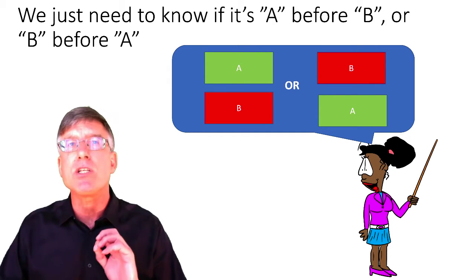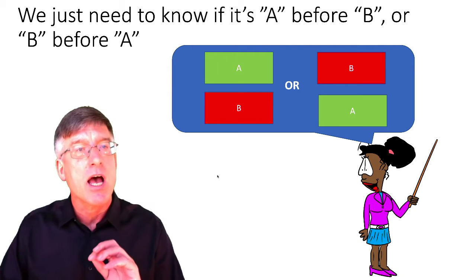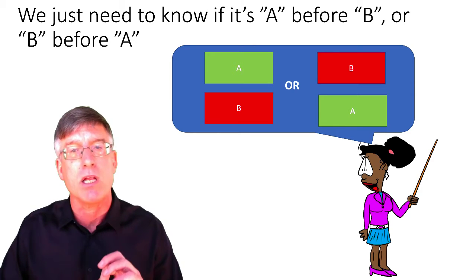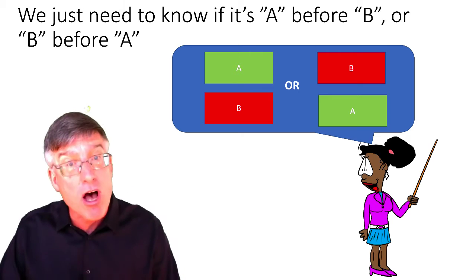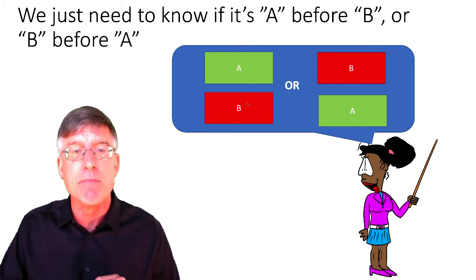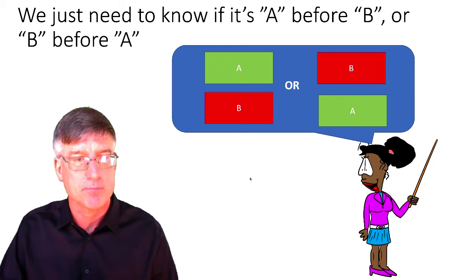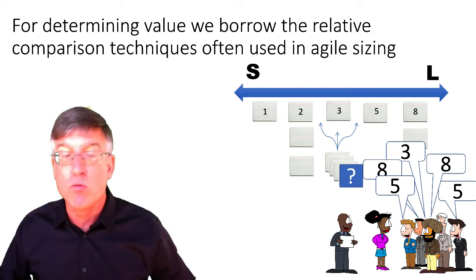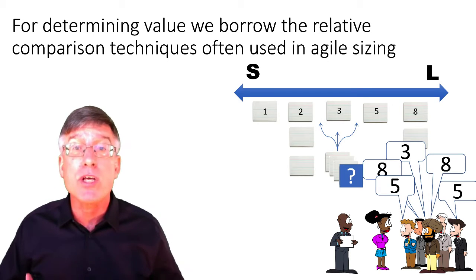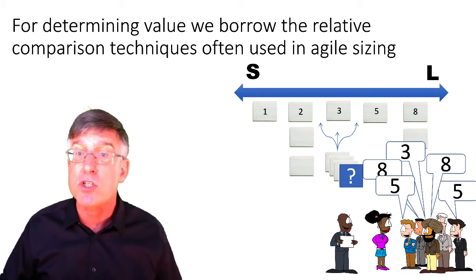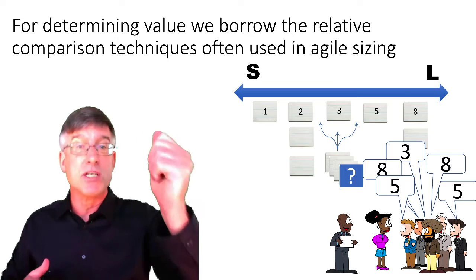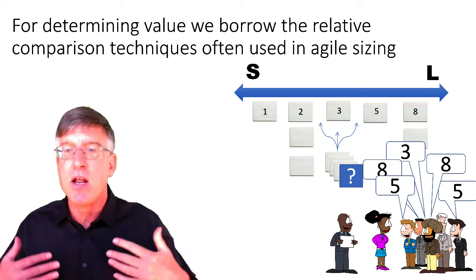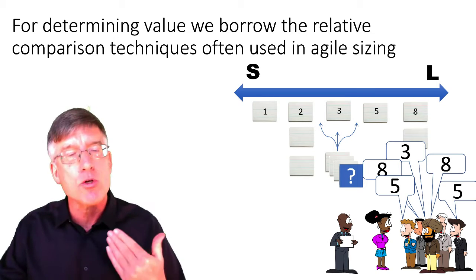So that means we don't have to have a precise calculation, a precise number. We just have to have a defensible economic argument as to why we did either A before B or B before A. So we could use a technique that's simple and reasonably accurate, and borrow the relative comparison techniques you often use in agile sizing, where we take a piece of work and compare it to other pieces of work that we have done in the past. And that tells us how big that piece of work is.